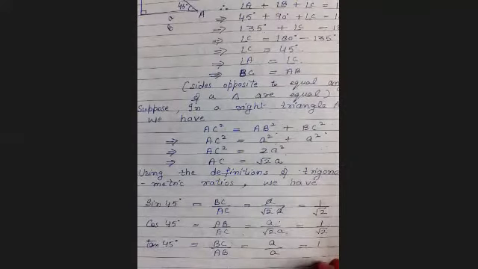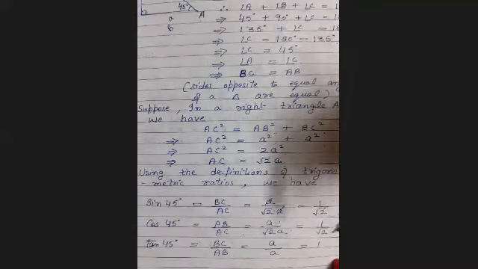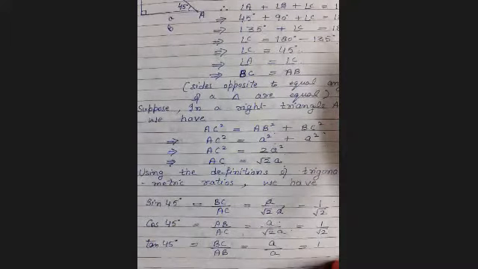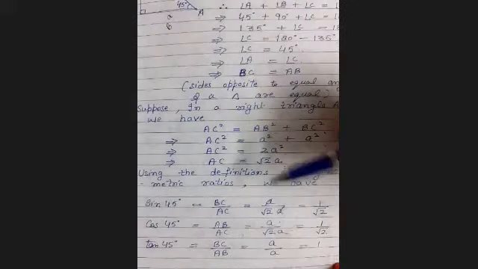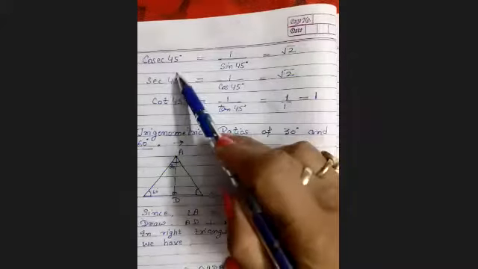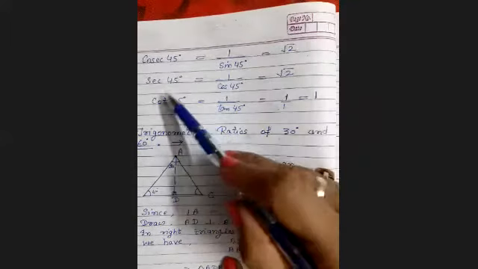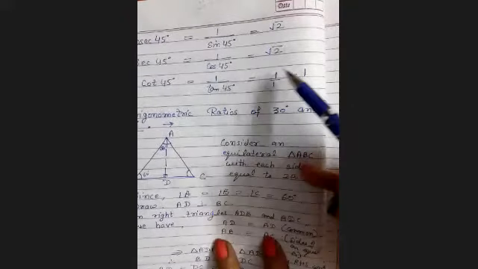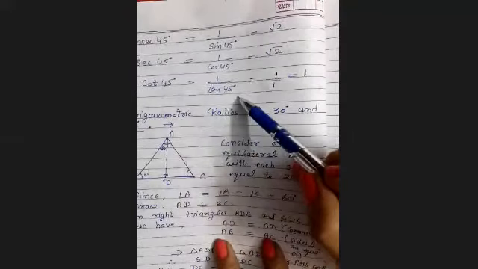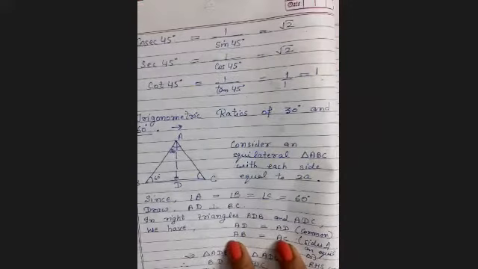Tan 45 is 1. You know in the trigonometric table, sine 45 is 1 by root 2, cos 45 is 1 by root 2, and tan 45 is 1. And you know the other three trigonometric ratios, cosec 45, sec 45, and cot 45, are reciprocals of all three. Cosec 45 is 1 upon sine 45, which is root 2. Similarly, sec 45 is the reciprocal of cos 45, and cot 45 is the reciprocal of tan 45, which is 1. Now we have all six trigonometric ratios related to angle 45 degrees.